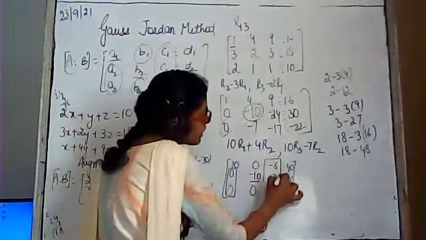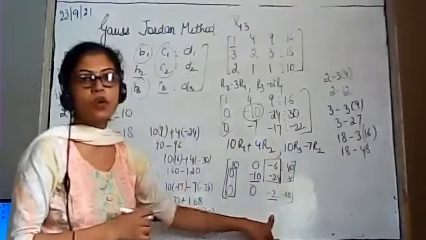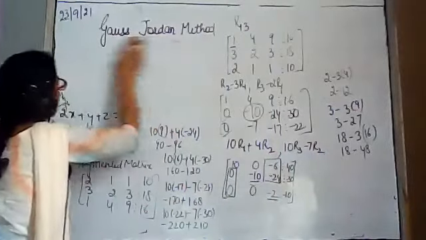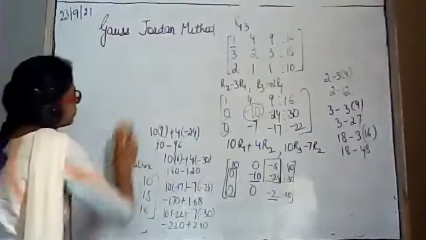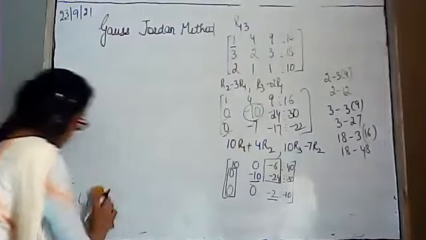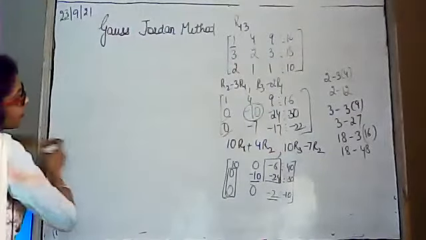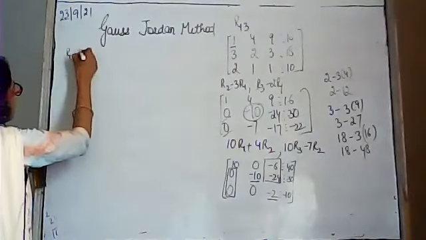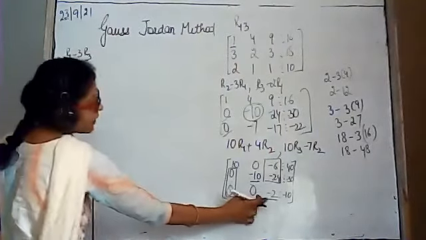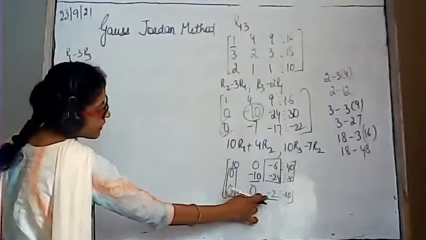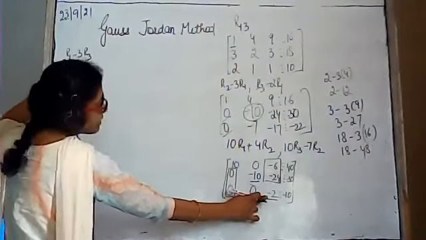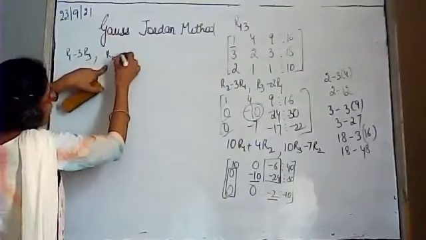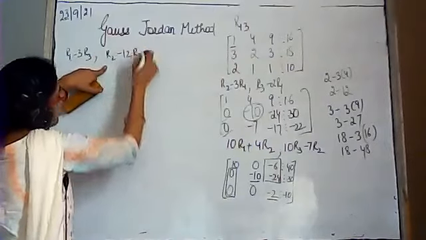Now we are to make these two elements 0 using row number R3. So what will be the operation? क्या ऑपरेशन लगाएंगे हम यहाँ पे? It will be R1 minus 3 times R3. Let us multiply this term with 3. 2 3s are 6 and R1 minus 3 times R3. Similarly, R2 minus 12 times R3.